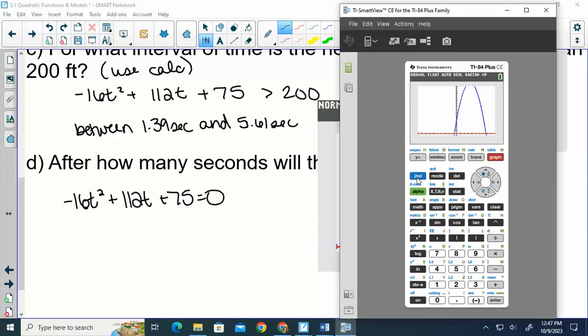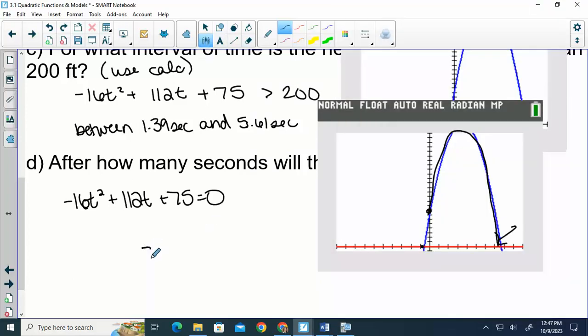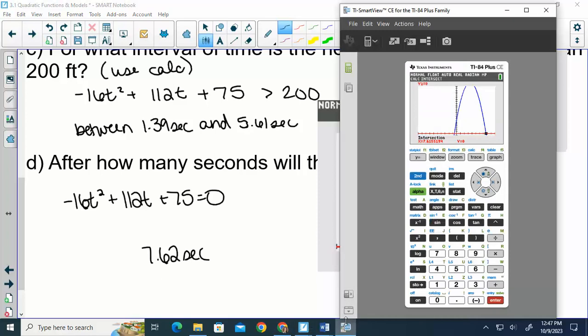So to get that, we can do the second trace intersect. First curve enter, second curve hit enter, but guess, make sure you go over close to that point and hit enter. And so we get 7.62 seconds for that one.